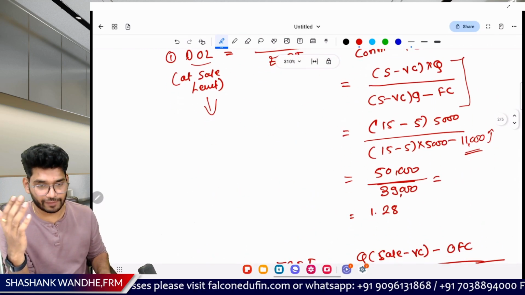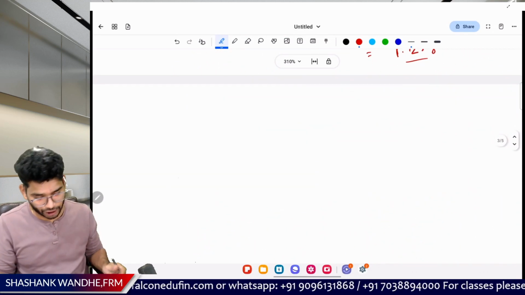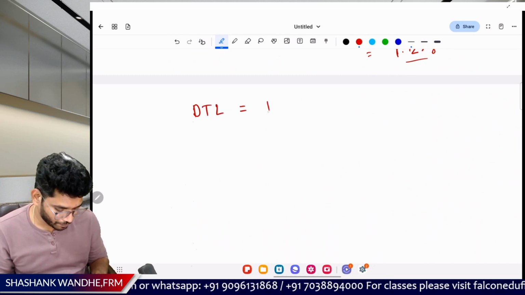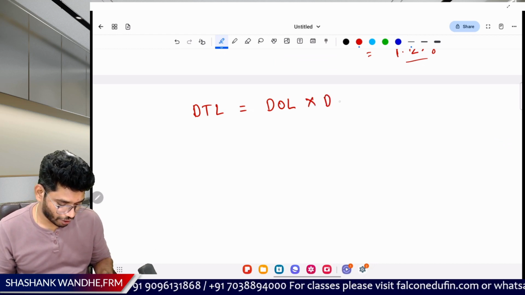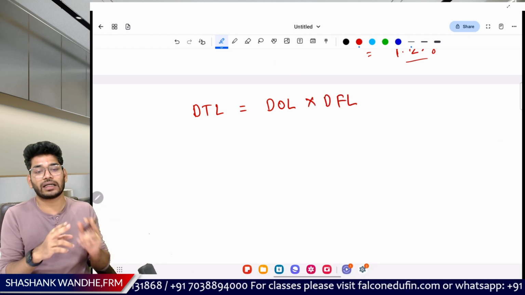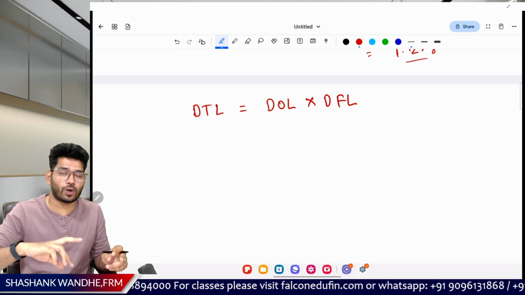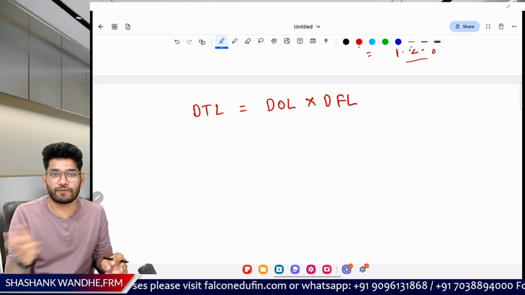Okay, so that covers degree of operating leverage and degree of financial leverage. Now, what is degree of total leverage? Degree of total leverage is simply degree of operating leverage multiplied by degree of financial leverage. You have to multiply both. DOL multiplied by DFL is equal to DTL, degree of total leverage. In total leverage, we will consider complete fixed cost, total fixed cost, so fixed operating cost and fixed financing cost.